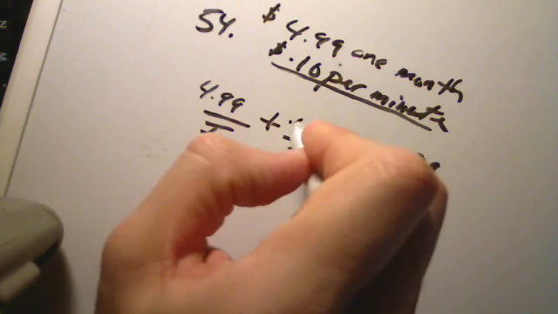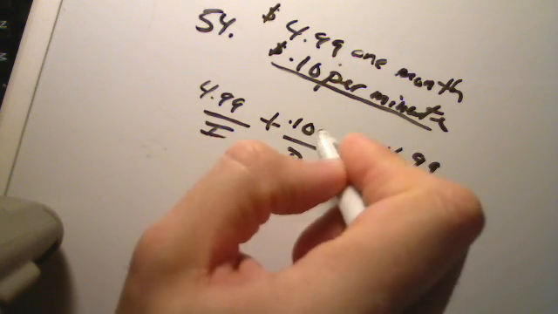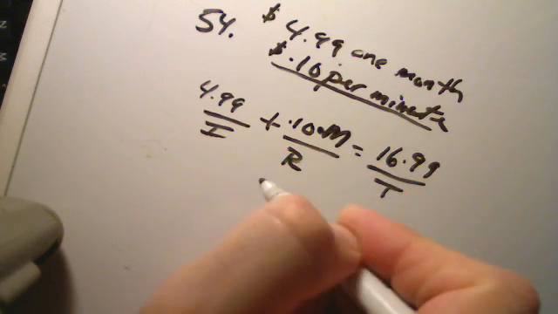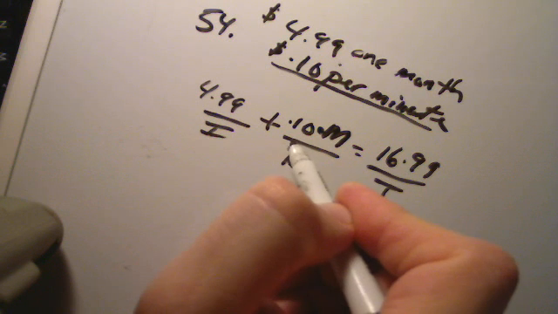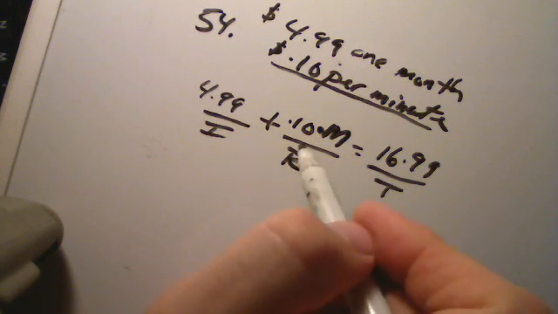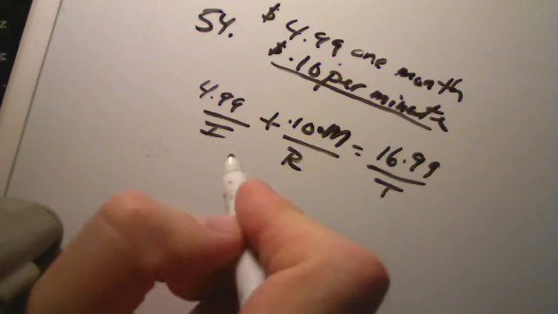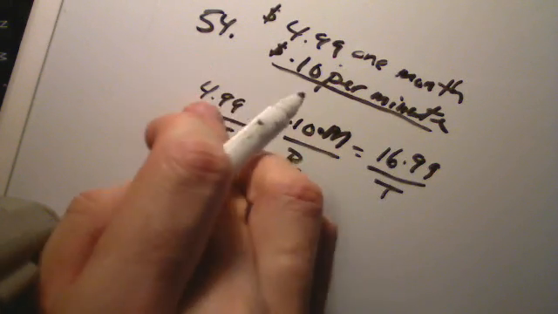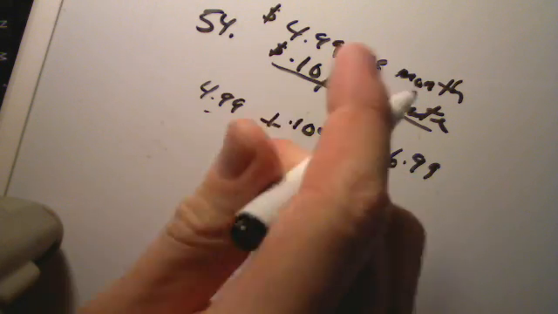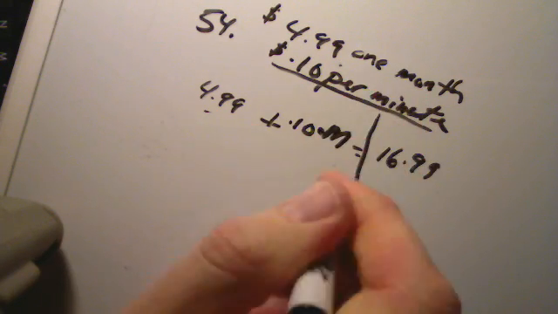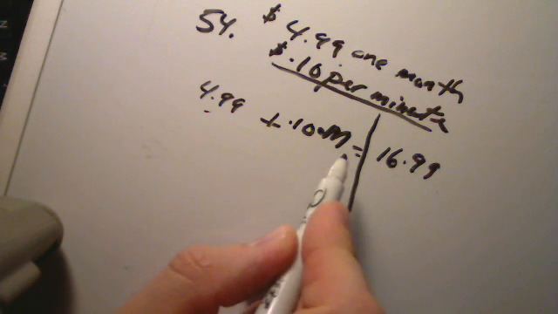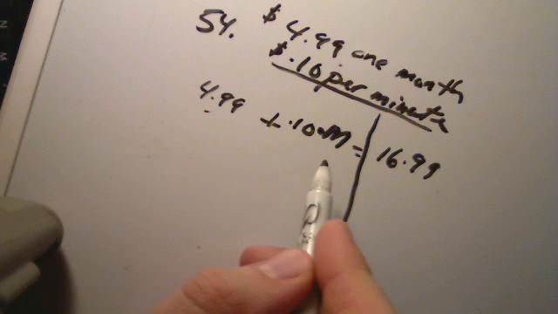So we go 0.10 times, we can say X or M being minutes. So it's $4.99 plus 0.10 times M equals $16.99. So now we have to solve it. So I can erase this right here. We look at our equation. Make your fence. The side on the left is the M. The M is where we have to keep, and everything else has to get away from it.